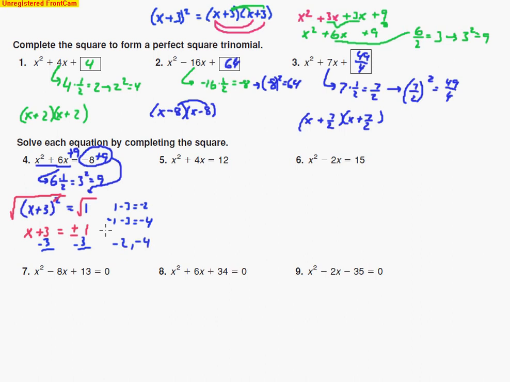Now we could have solved this by factoring a lot faster, but some problems you won't be able to solve by factoring, and that's why we need another method like completing the square. So let's take a look at another one here.